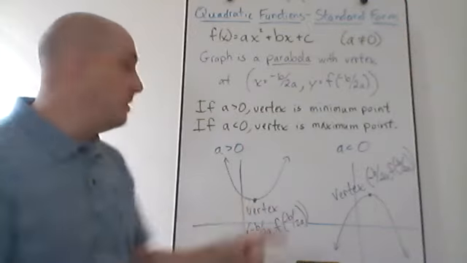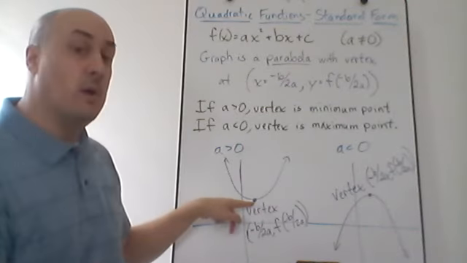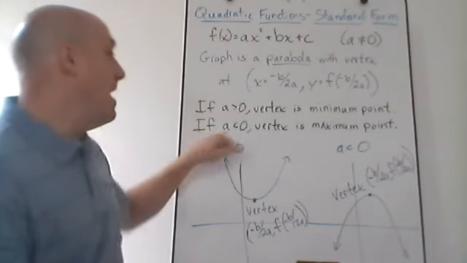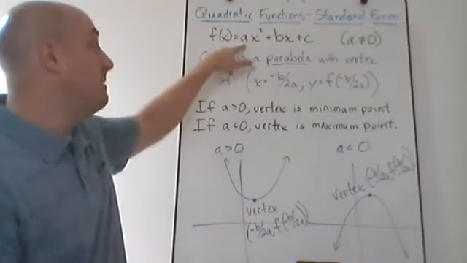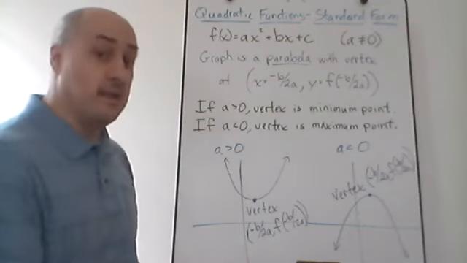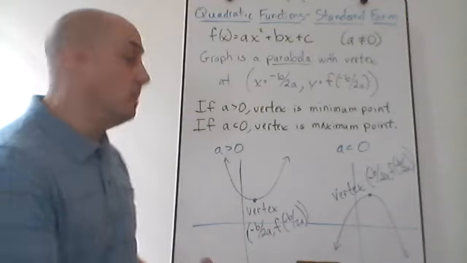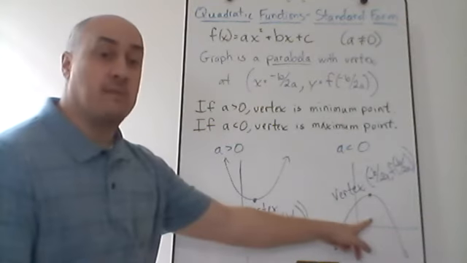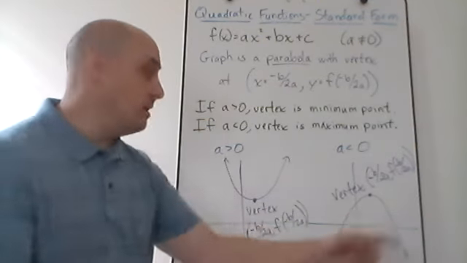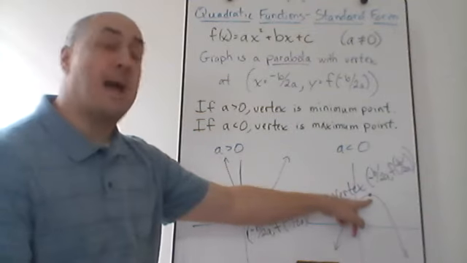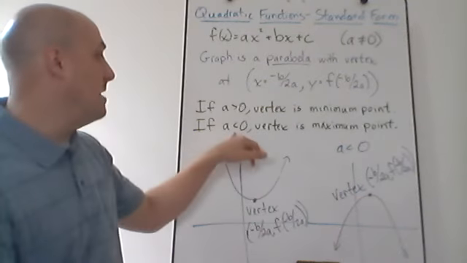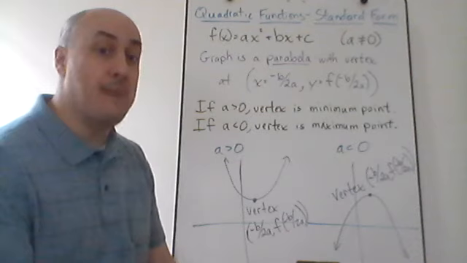It's going to be opening upward, and that vertex is going to be that minimum point on the graph. Right? If a is less than 0, so if there's a negative number in front of that x squared, just negative x squared or negative 5x squared or whatever, then we're going to have a graph that looks like this. The parabola opens downward, and the vertex is actually the maximum point on the graph. So if a is less than 0, the vertex is going to be a maximum point.